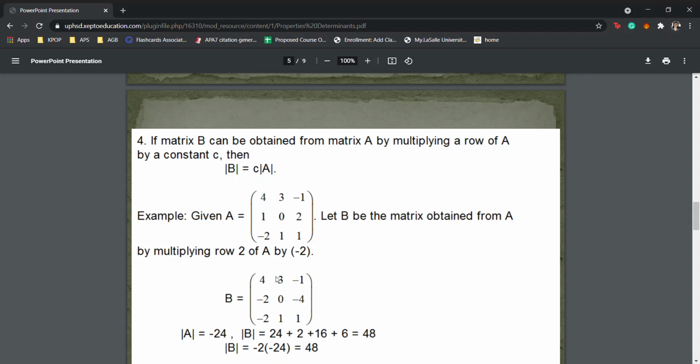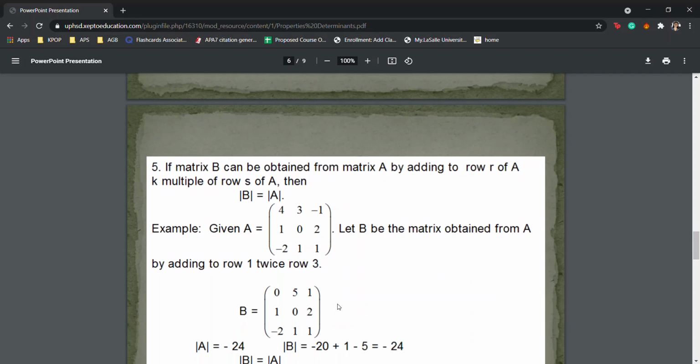Okay, so from matrix A to matrix B, where B is obtained from A by multiplying a row or a column by a constant C, the determinant of matrix B will be C times the determinant of A.